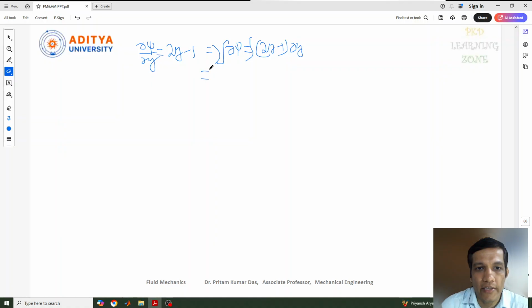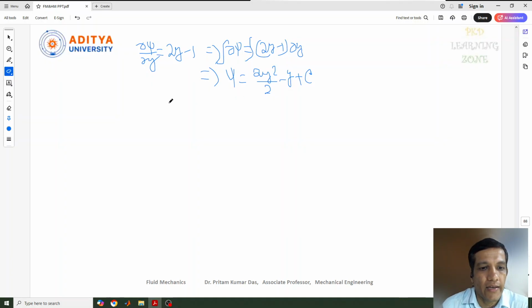Okay, if you integrate this equation, psi equals the integration of 2y dy, which will be 2y square by 2, and this is the integration of dy, that is y. Though this integration part is there, we can keep a constant term, c or k or some constant value, that is the constant of integration. This constant of integration will not be a function of y, that we know, but it can be a function of x.